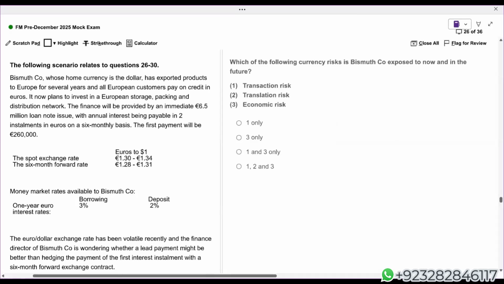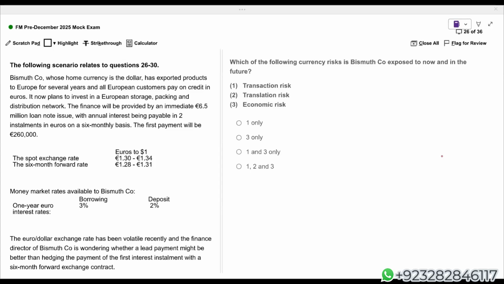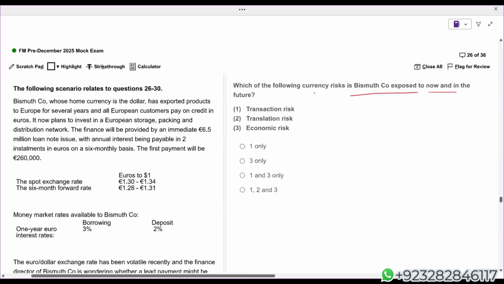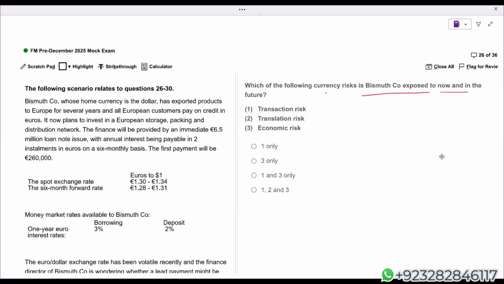Student, let's see what the question is asking. Which of the following currency risks is Bismuth company exposed to now and in the future? Now and in the future, let's read the scenario. Which of the following currency risk? Okay.